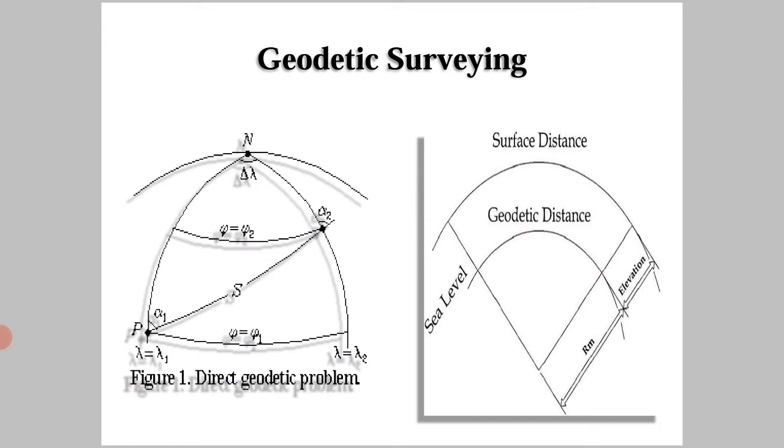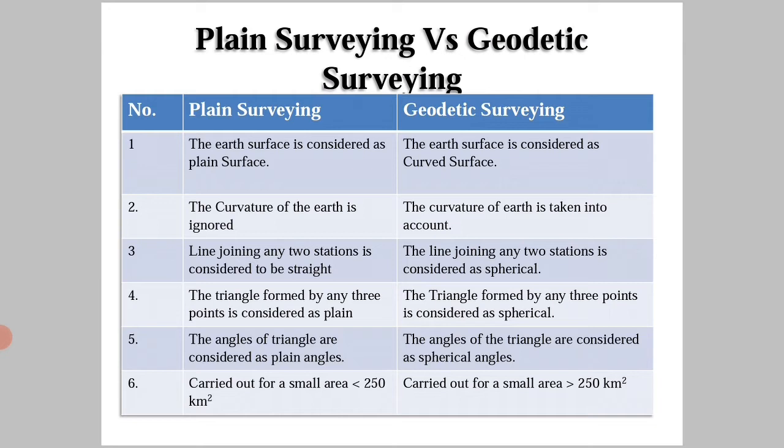surveying? Plane surveying is carried out for a small area of less than 250 km square, and it is carried out by local or state agencies like the R&B department, irrigation department, and railway department. Okay, and geodetic surveying is conducted by the Survey of India department, and it is carried out for a large area exceeding 250 km square. It is clear what the difference is between plane surveying versus geodetic surveying.